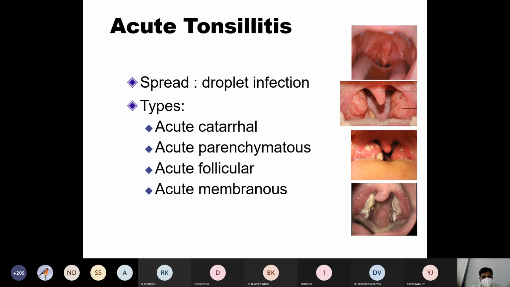The next type of tonsillitis is acute follicular tonsillitis. It's a severe type of tonsillitis. You can see white spots on the surface of the significantly enlarged and inflamed tonsil. And it can cause severe pain and difficulty in swallowing, usually associated with severe systemic symptoms as well, such as fever. And the last type of tonsillitis is the acute membranous tonsillitis, which is characterized by the formation of a white membrane on the surface of the tonsil. It is shown in the last picture.